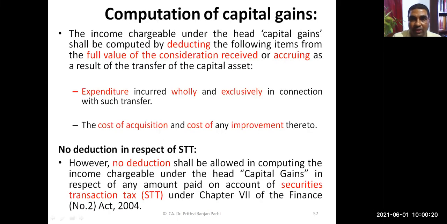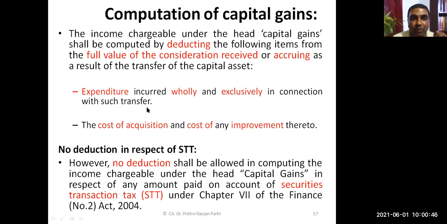Now, as you can see, income chargeable under the head capital gain shall be computed by deducting the following items: the full value of consideration. Full value of consideration means the amount which is received or accruing to the receipt. That means it is receivable, it is due. Both can be considered as full value of consideration. Okay, so what are the things which are deducted?